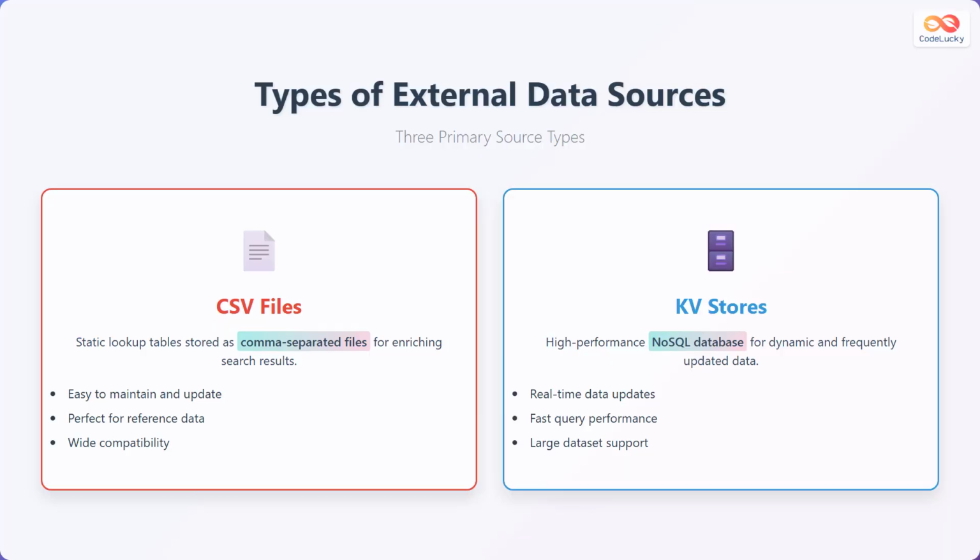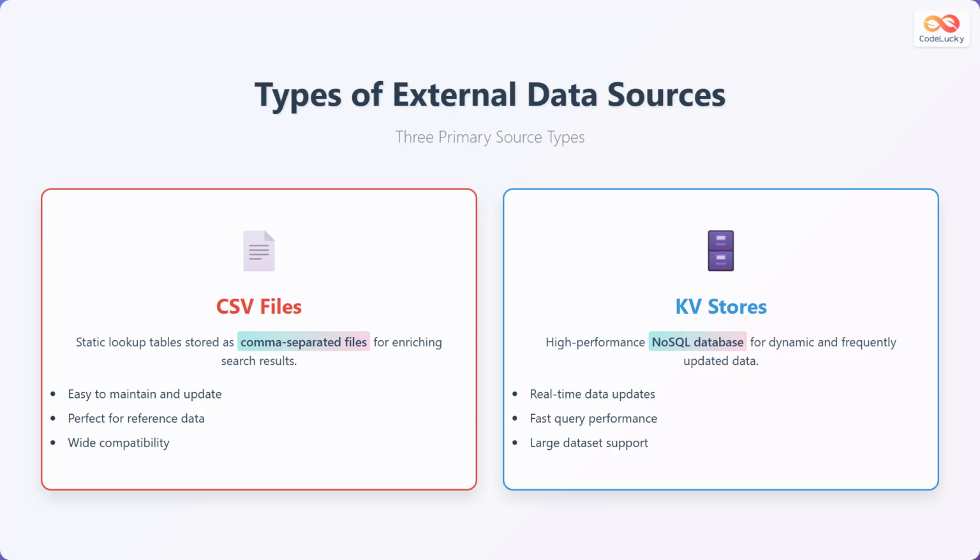Splunk supports three primary types of external data sources for lookup operations. First, we have CSV files, which are static lookup tables stored as comma-separated value files. These are perfect for reference data that doesn't change frequently, such as product catalogs, employee directories, or location mappings. CSV files are easy to maintain and update, making them ideal for most lookup scenarios.